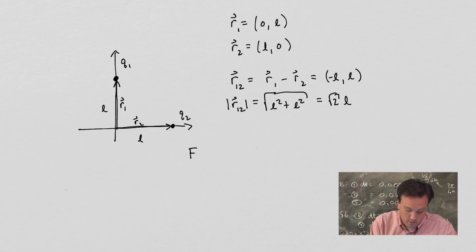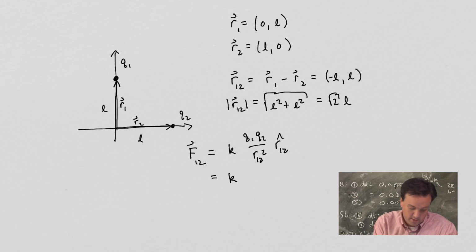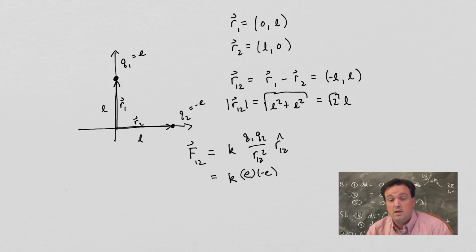Right? F12 is equal to K Q1 Q2 over R12 squared, R12 hat. So this is K times Q1, remember from before, is equal to E, and Q2 is equal to minus E. So this is E times minus E, and I can't drop that minus sign here. Before, I had absolute values around Q2. Here, I don't have absolute values around Q2, and so I have to keep the information about the minus sign with me.